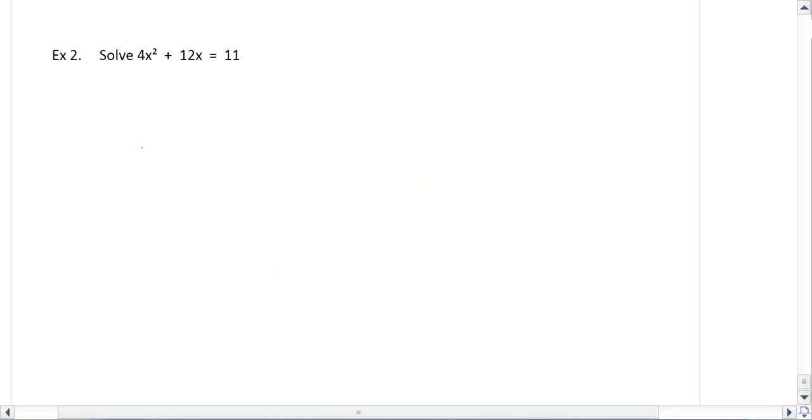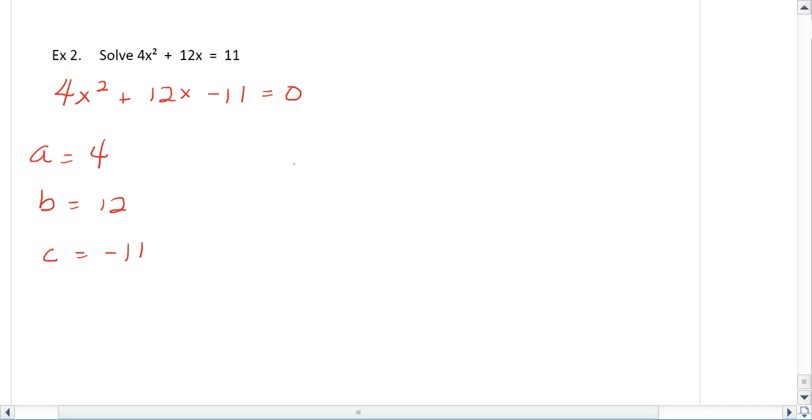All right, let's look at one more example. And I believe I picked one that's not going to have a perfect square. So a little more challenging. Once again, write it in standard form. Identify the a, b, and c.